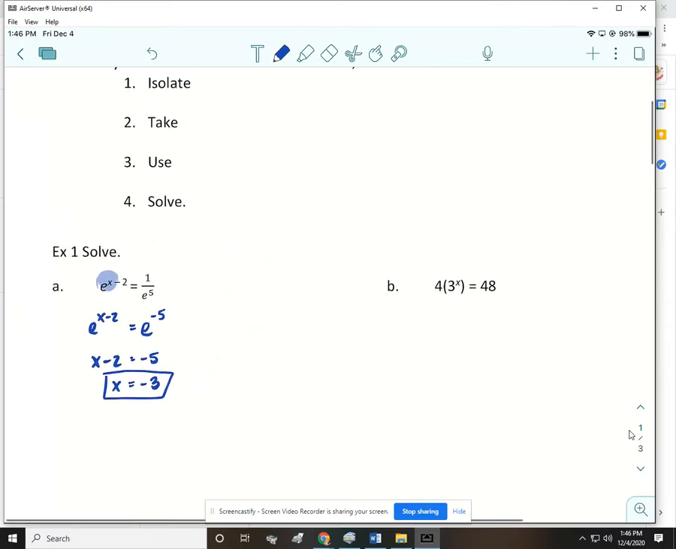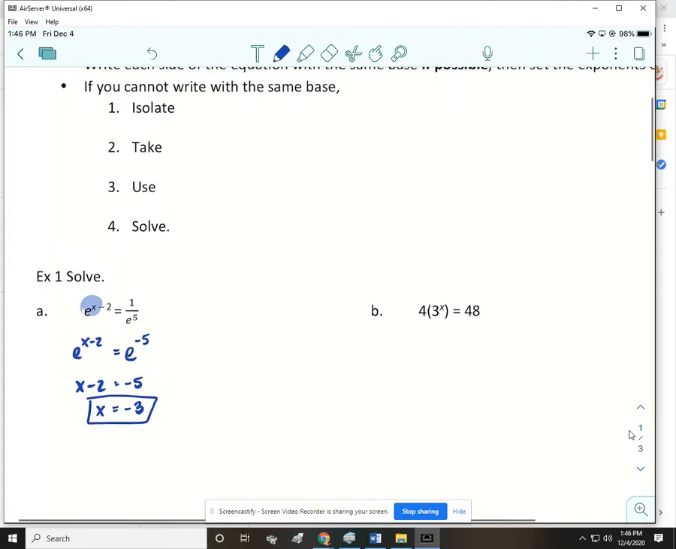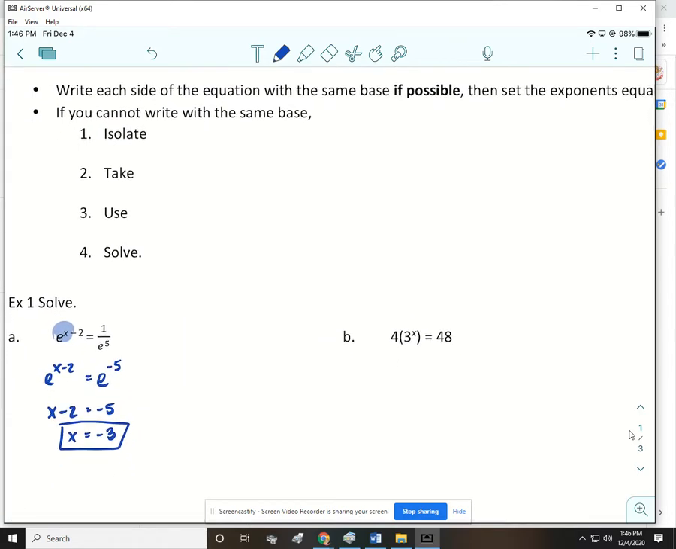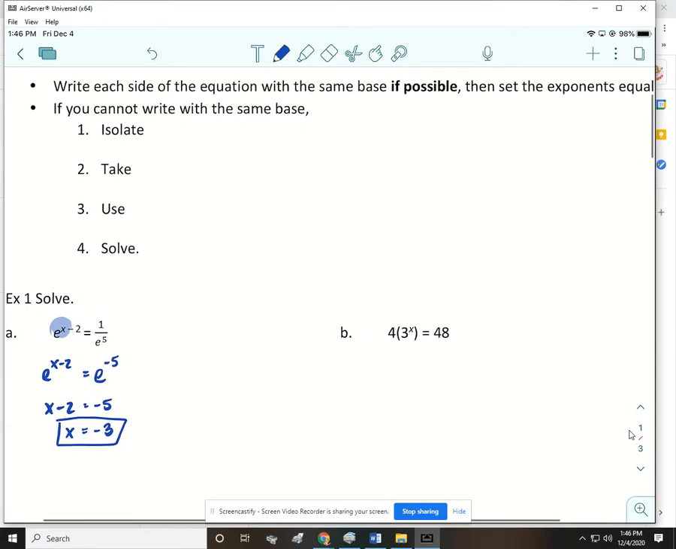Now, the rest of them is probably not going to be possible. So that first bullet is what we just did. And the second bullet says if we cannot write with the same base, what we're going to do is a 4-step process to solve by using logarithms. So what we would do first is isolate the base and the exponent.